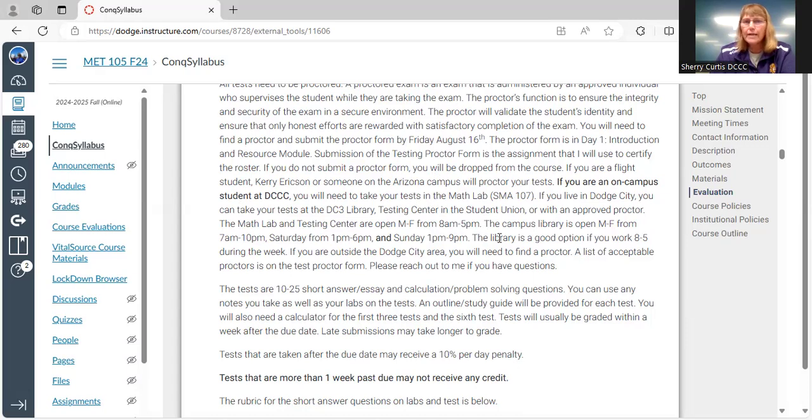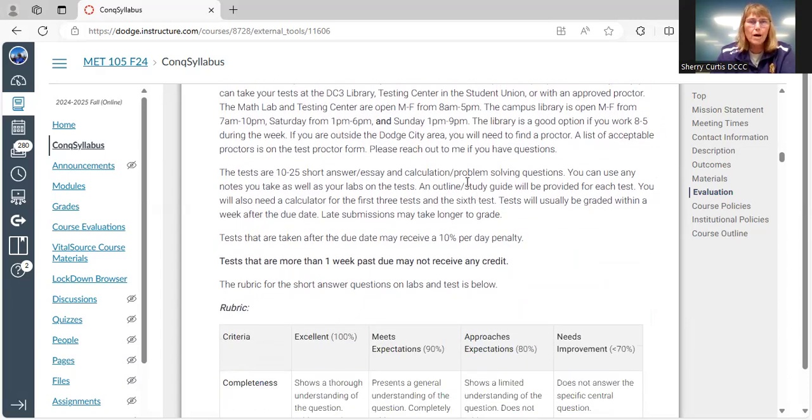Please read it carefully, and it needs to be submitted by this Friday. Okay, you have to have a proctored test. You will not be allowed to access the test until you have a proctor. Tests that are taken after the due date may receive a 10% per day penalty.